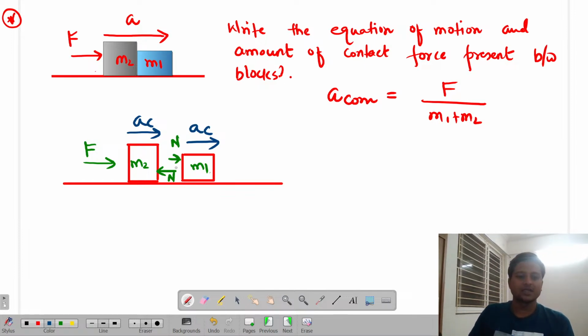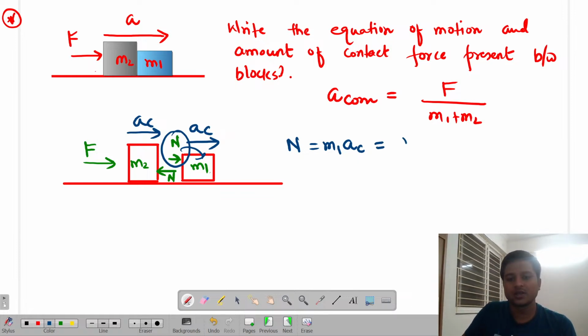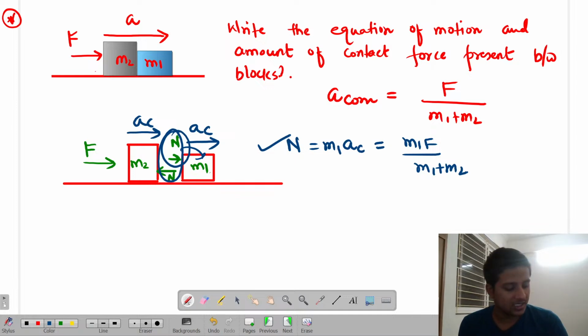Can I write that this normal is responsible for the mass M1 into acceleration AC or not? So what is that normal N1? M1 F by M1 plus M2. Did you get the contact force? This is the pair of normals which is going to be called a contact force between the blocks M1 and M2. So N is equal to M1 F by M1 plus M2.